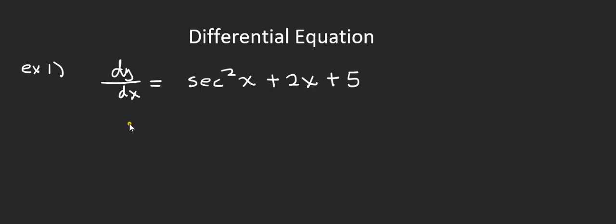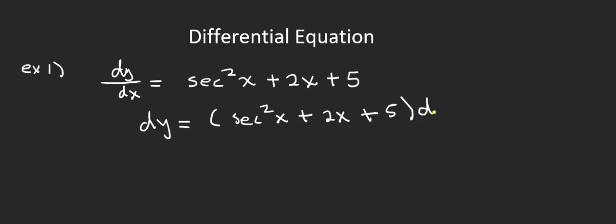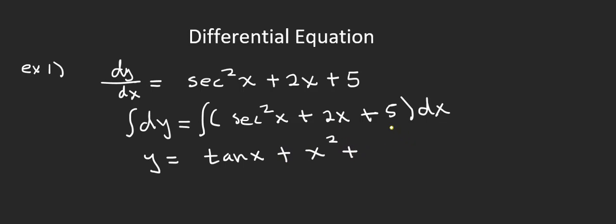Well, what you want to do first is move dx to the other side. So you have dy equals the quantity secant squared x plus 2x plus 5 dx. And in order to solve for y, you want to take the integral of both sides. So you get y is the integral of secant squared x, which is tangent x, and the integral of 2x is x squared, and the integral of 5 is 5x.